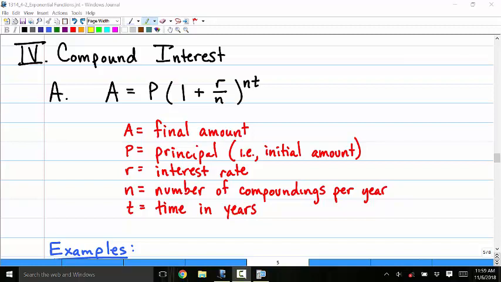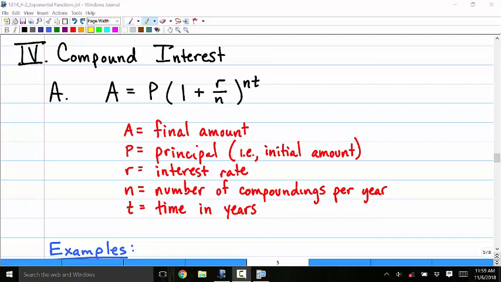So where do you actually get to use exponential stuff in real life? One area is with money. Whenever you take out loans or you invest money and you're being paid interest, it uses exponential equations.